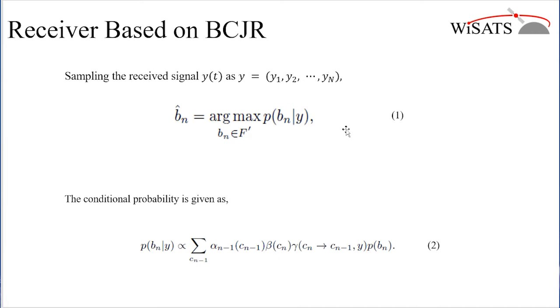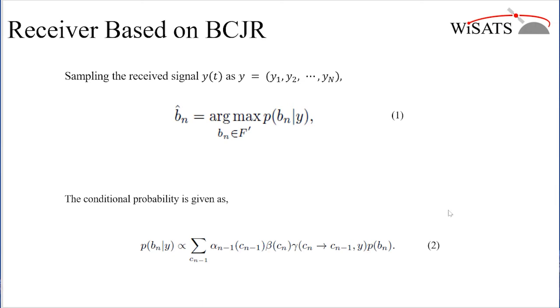The symbol estimation is given in equation 1, where Bn denotes the symbol transmitted at the nth time index. B-hat n is the symbol estimation at the nth time index, and P(Bn|Y) is the a posteriori probability of the received signal. The conditional probability is given as in equation 2. The decision device chooses the symbol with a maximum a posteriori probability.